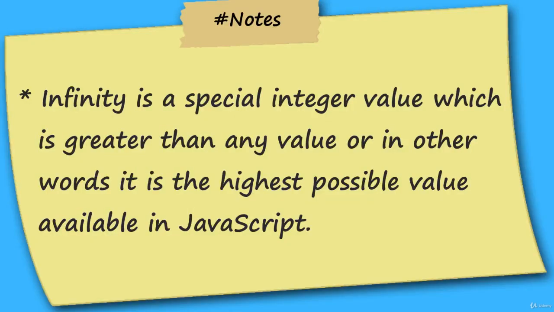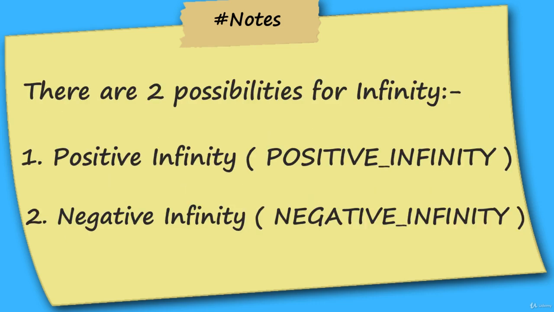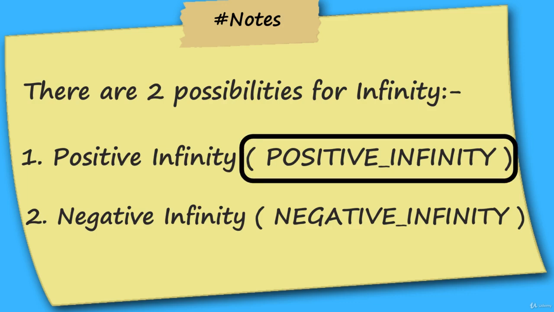Infinity is a special value which is greater than any value, or in other words, it is the highest possible value available in JavaScript. In fact, there are two possibilities for infinity. One is positive infinity and the second is negative infinity. Why have I written POSITIVE_INFINITY with an underscore? Because they are the constants available.